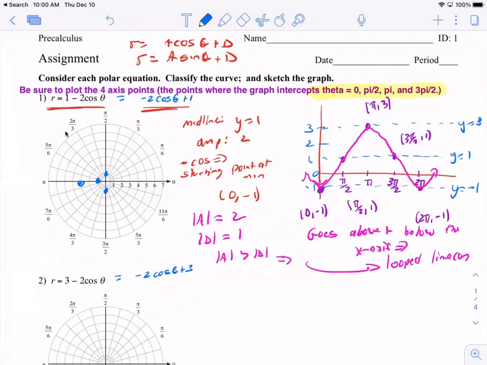With those 4 points, knowing that it's a looped limacon, we should be able to sketch the graph. This point here is sort of the head of my loop. So it's going to go something like this, and then this part out here is more like a squashed circle.